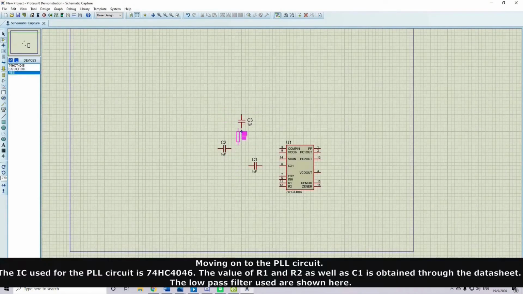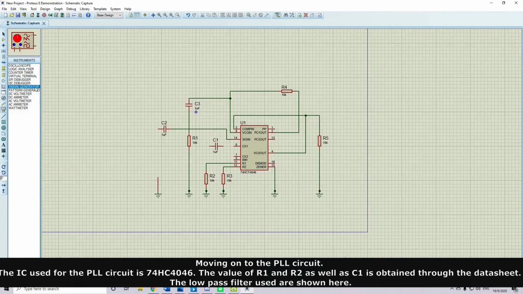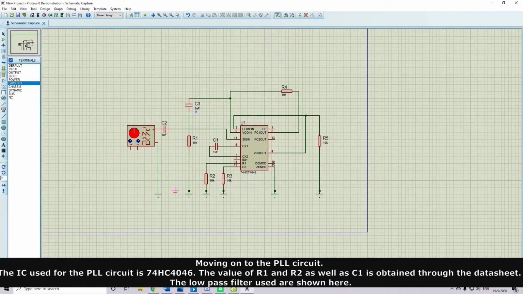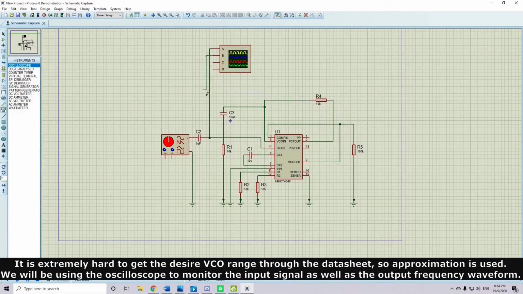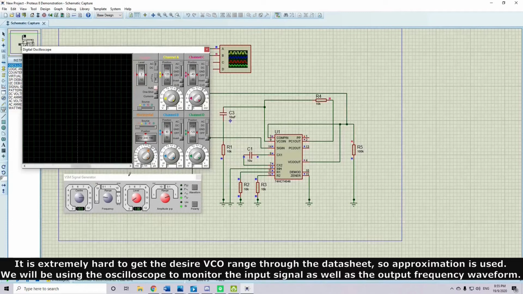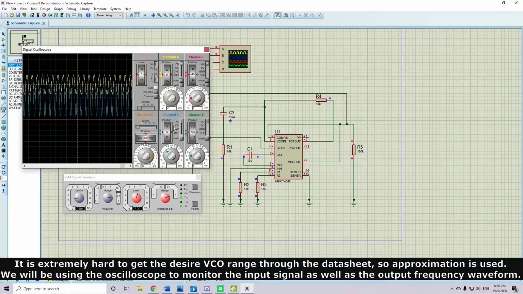Moving on to the PLL circuit. The IC used for the PLL circuit is 74HC4046. The values of R1, R2, and C1 are obtained through the datasheet. The low-pass filter used is shown here. It is extremely hard to get the desired VCO range through the datasheet, so approximation is used. We will be using the oscilloscope to monitor the input signal as well as the output frequency waveform.